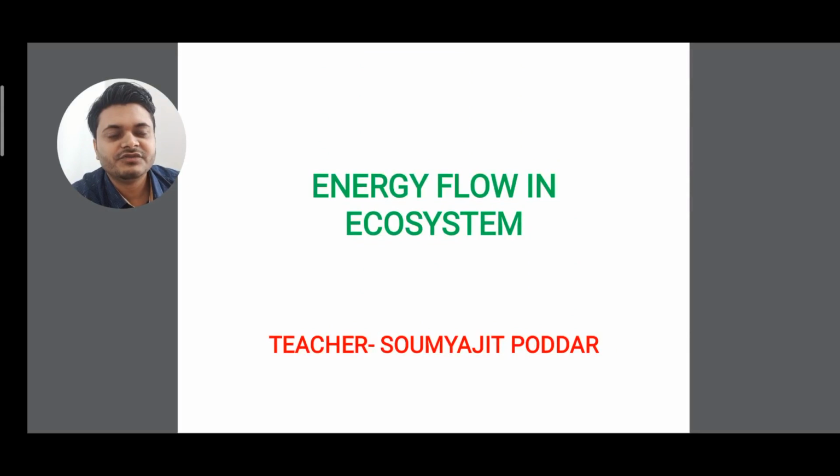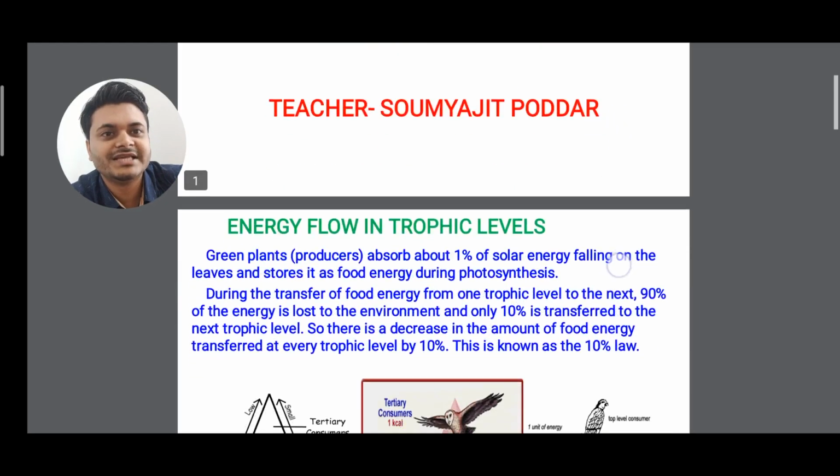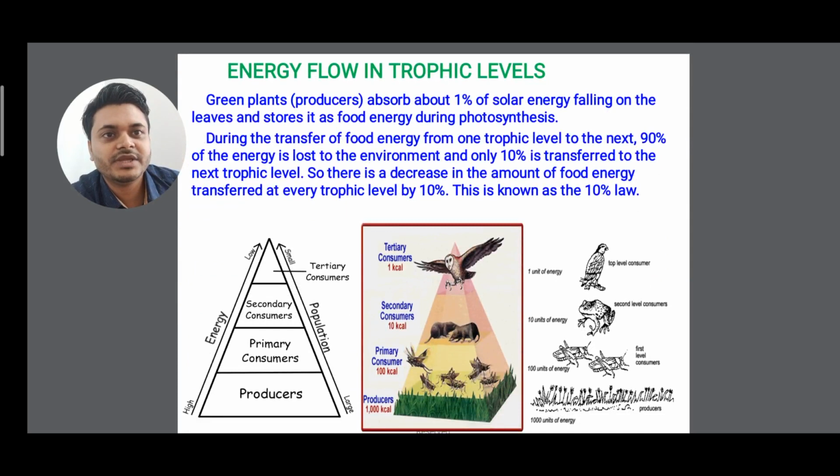So from the topic energy flow in ecosystem, let's move to the next slide. In energy flow in ecosystem, we know that green plants are the best of the ecosystem. Green plants are producers. They absorb about 1% of the solar energy falling on the leaves and store it as food energy during photosynthesis. From sunlight, the entire energy is not coming into the earth. Most of it is reflected back to space, and only a little enters the earth.